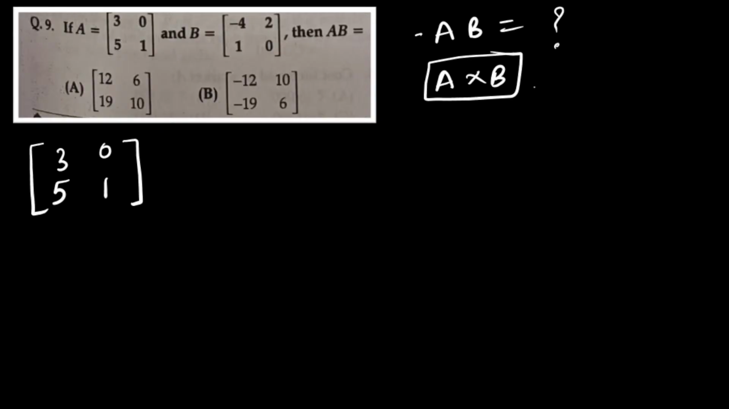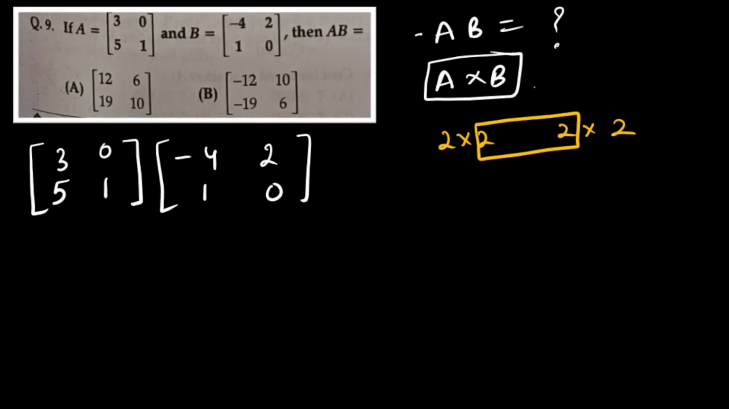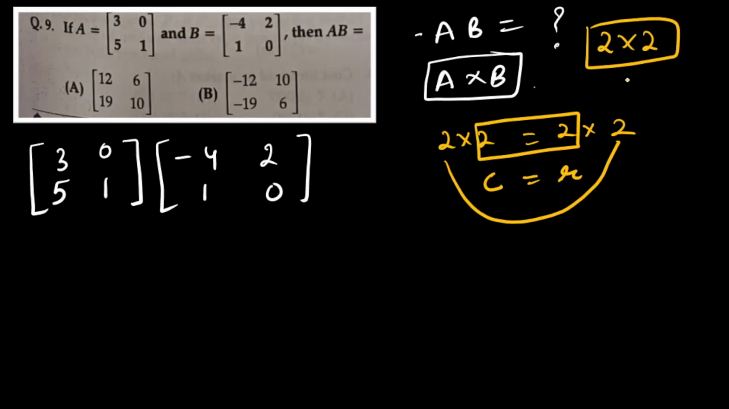Now let's do the multiplication and find the answer. This is -4, 1, 2, 0. This is a proper question of matrix multiplication. Both matrices have order 2 by 2. The inner numbers are the same, that means columns of the first equal rows of the second, so matrix multiplication is possible. The outer numbers give 2 by 2, so our resultant matrix order is 2 by 2.